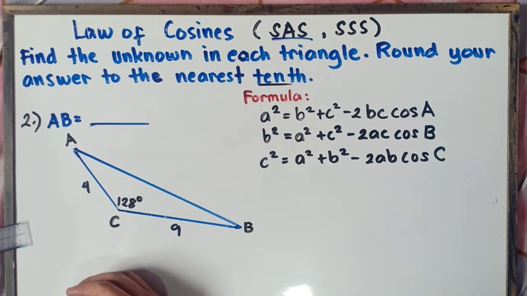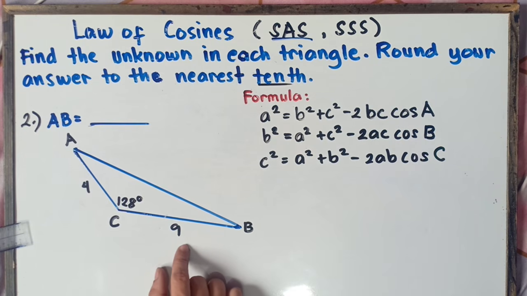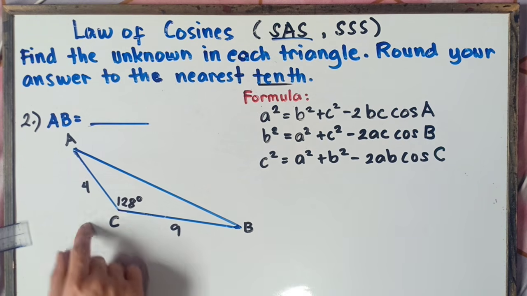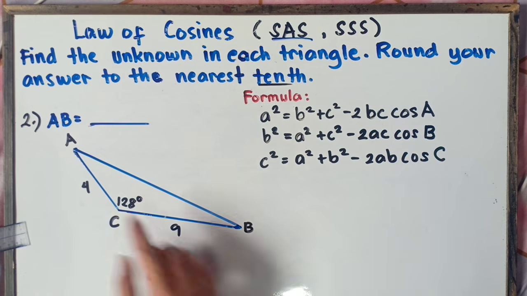So we're looking for side AB, and we're given triangle ABC. We're given side BC, which is 9, and side AC, which is 4. We don't have the units, class. This is just the number 4 and then 9. And then we're looking for AB.